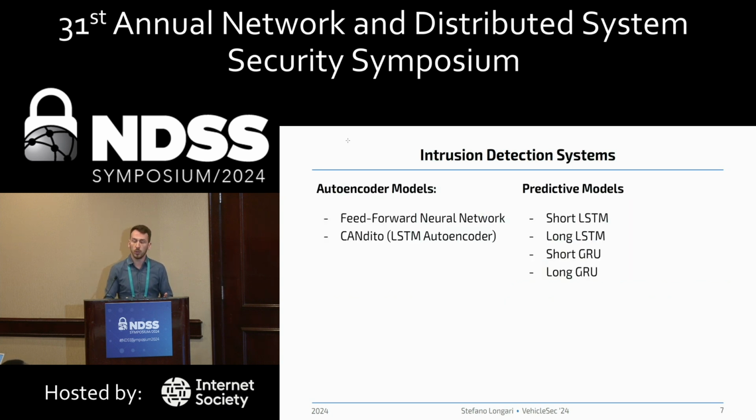So to do this, we have designed 6 intrusion detection systems. 2 of them are autoencoders, which means that they try to reconstruct the same packet: specifically a feed-forward neural network, which only reconstructs the last packet on the bus, and another, which is Candito, a previous work of ours, that is an LSTM autoencoder that attempts to reconstruct the last 40 packets on the bus. On the other side, we have 4 predictive models, 2 LSTM and 2 GRUs, which basically consider a window of packets from the bus and attempt to predict the next packet.